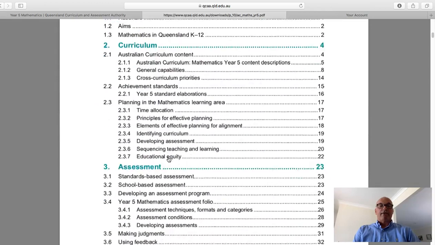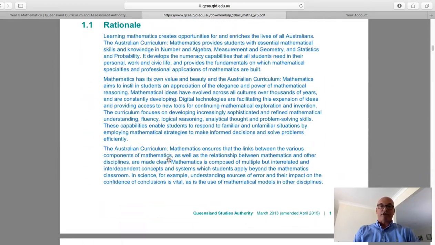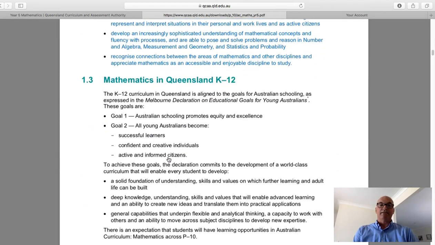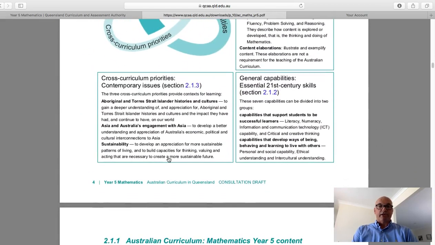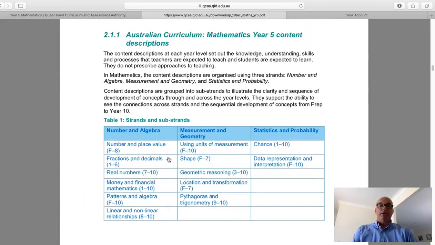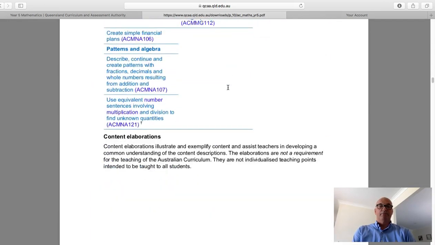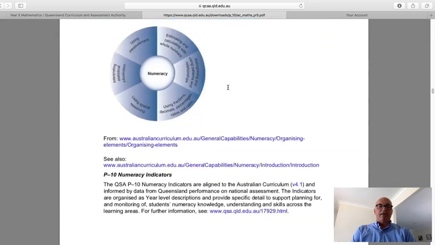So just running down through here, it's broken up into an overview and the rationale for mathematics, the aims, and the mathematics in Queensland and from K to 12. It then looks at the curriculum specifically, and we have the content descriptors here. In this case for maths, number and algebra, measurement, geometry, statistics and probability, including chance, etc. We also have the general capabilities in relation to maths.